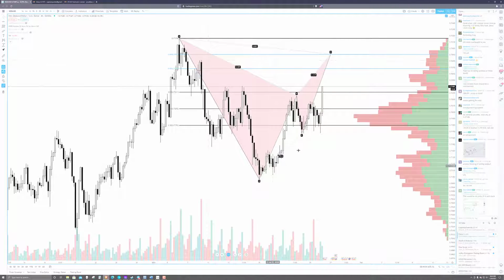So inside of this, this is a Gartley pattern. That's the shape of it. And the Fibonacci ranges that are established have generated this setup here.